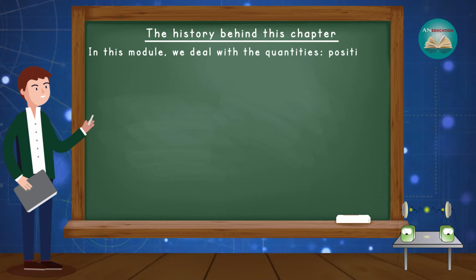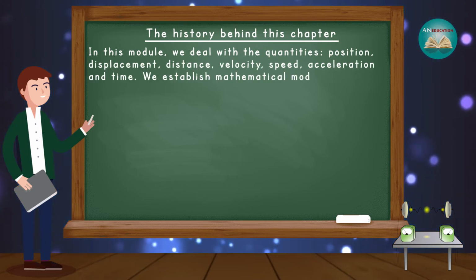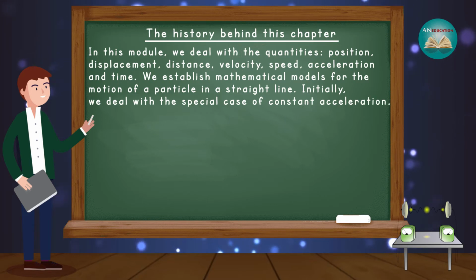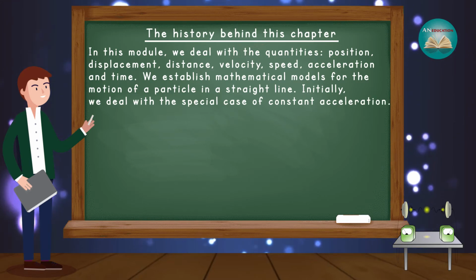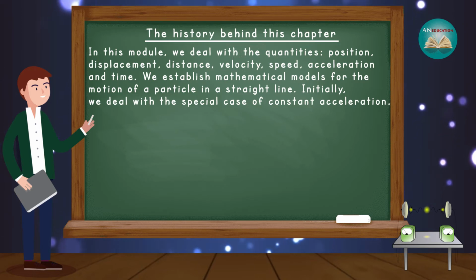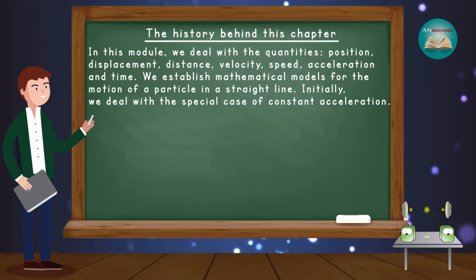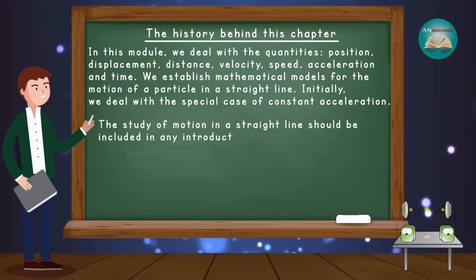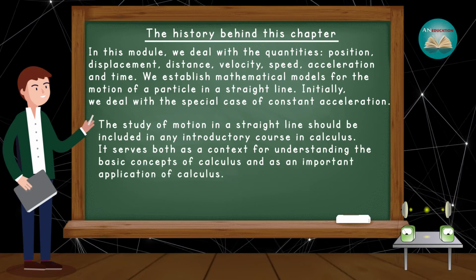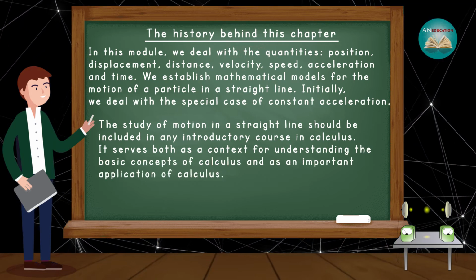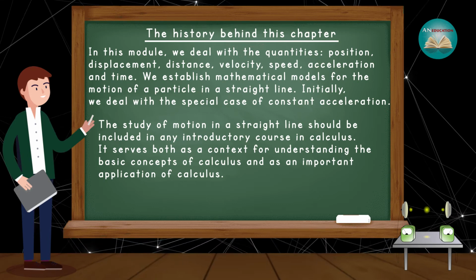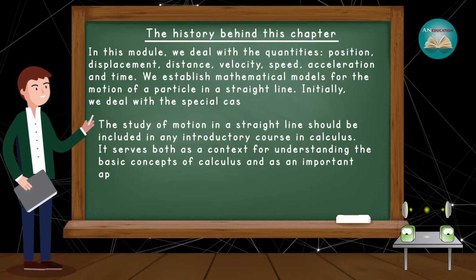In this module, we deal with the quantities position, displacement, distance, velocity, speed, acceleration, and time. We establish mathematical models for the motion of a particle in a straight line. Initially, we deal with the special case of constant acceleration. The study of motion in a straight line should be included in any introductory course in calculus. It serves both as a context for understanding the basic concepts of calculus and as an important application of calculus.